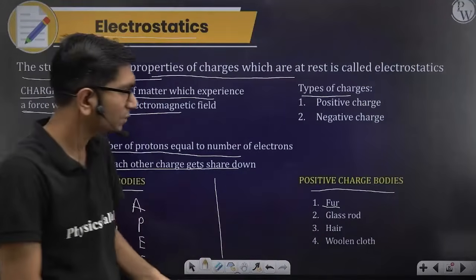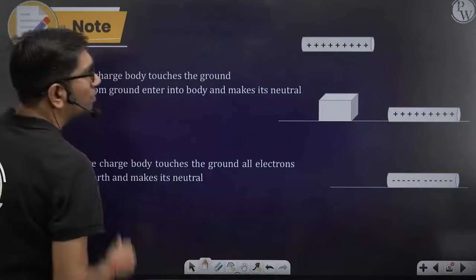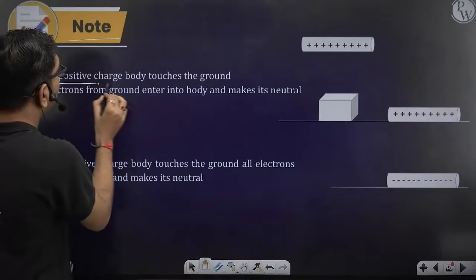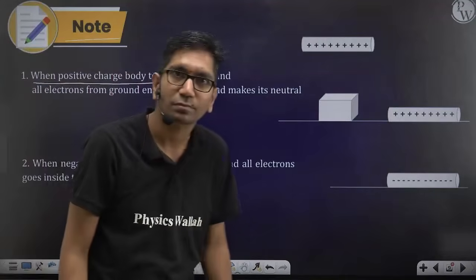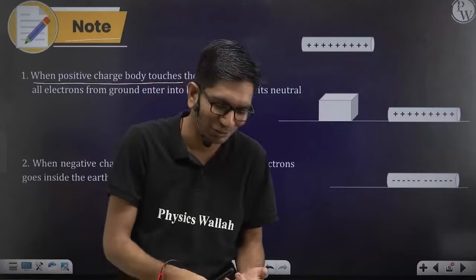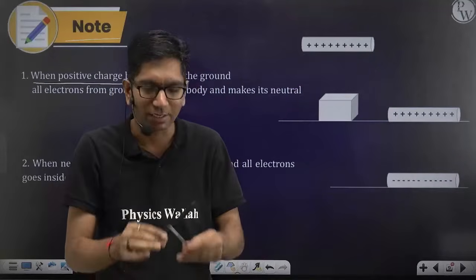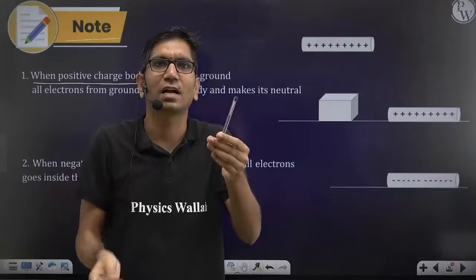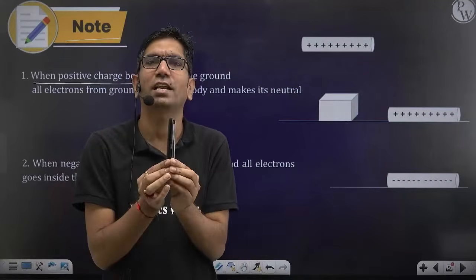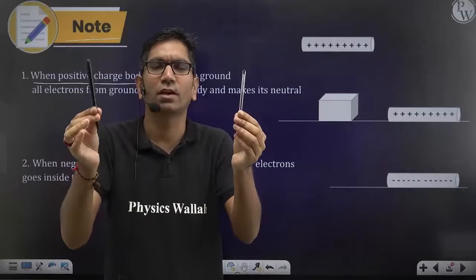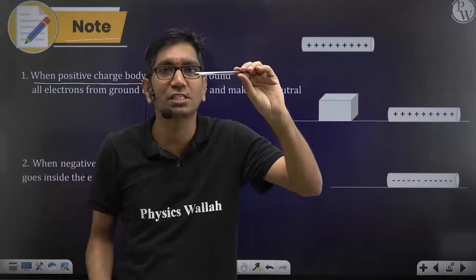Chalo. Now, note this point. See here. When a positively charged body touches the ground, what happens? This is a very interesting question. This is the glass rod, this is the ebonite rod, right? Initially they are neutral. Now they got charged.